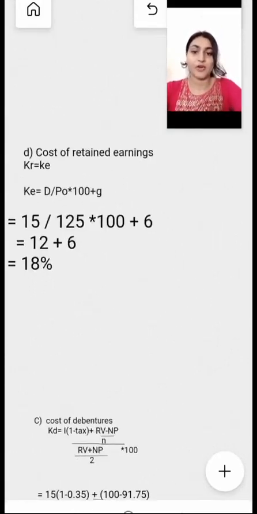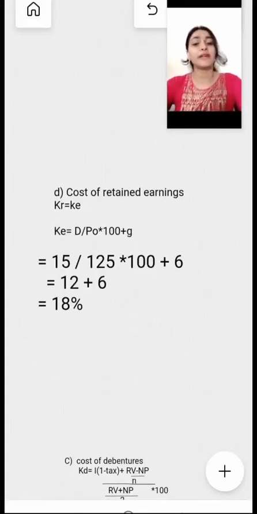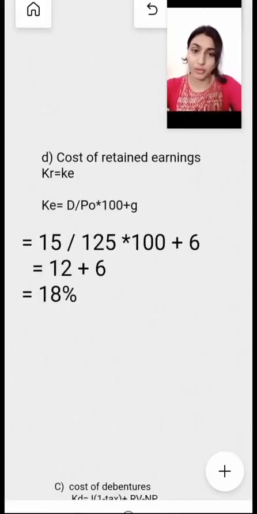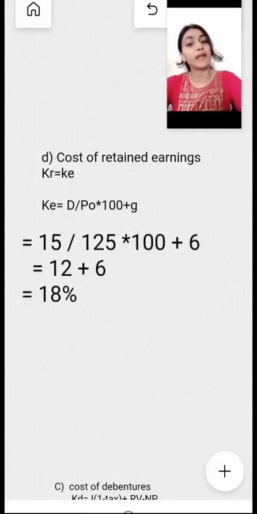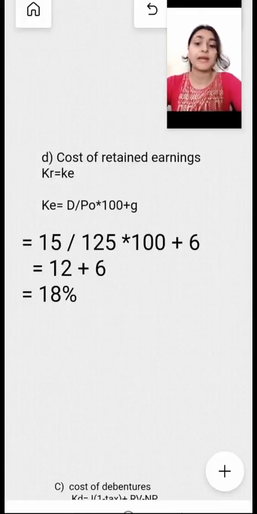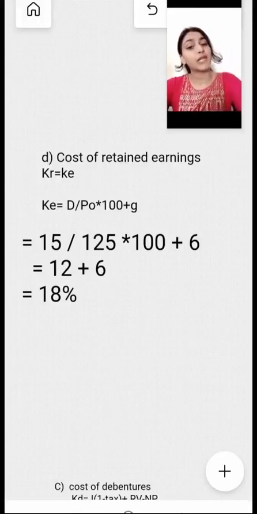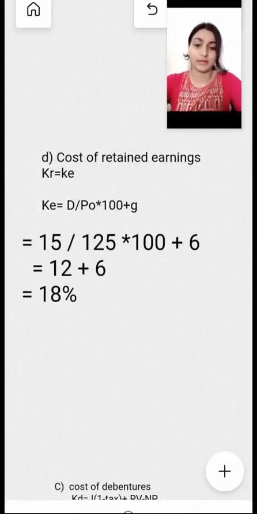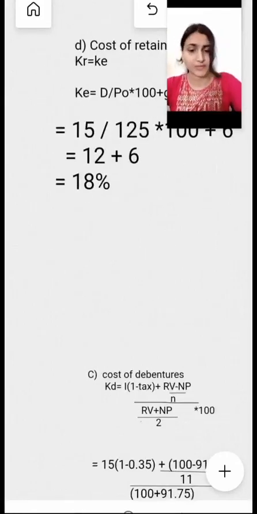Next we have cost of retained earnings. Cost of retained earnings is nothing but the expectation of the shareholders. So KR is equal to KE, but here you should keep in mind you should not deduct the flotation cost while calculating the price, because flotation cost is a cost to company and it is not a cost to the shareholders. So 15 as dividend divided by 125. When we calculated cost of equity, we deducted it over there because it is a cost to company. This cost of retained earnings is nothing but the expectation of the shareholders, so we should not deduct it. We'll get the answer 18%.